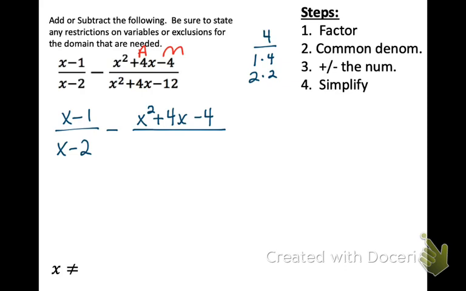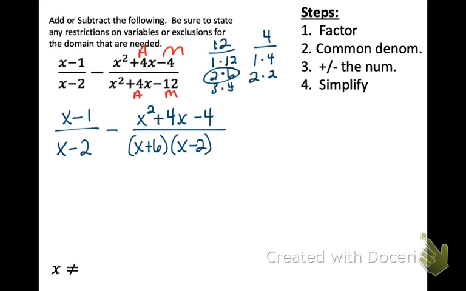Now we look at the bottom one. We want to say what multiplies to negative 12 and adds to positive 4. If you need to write out your factors of 12, that's fine. We see that 2 and 6 are going to work, if I have a positive 6 and a negative 2. Again, that's because 6 and negative 2 multiply to negative 12 and add to 4.